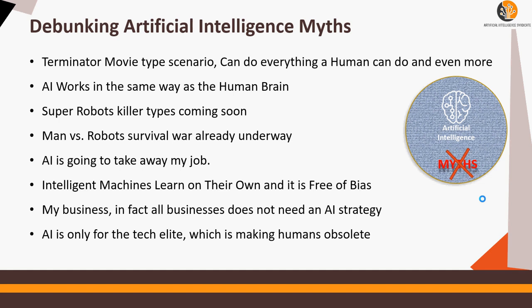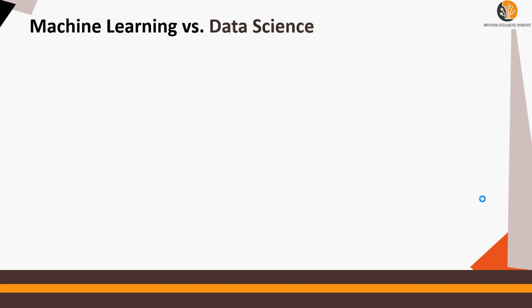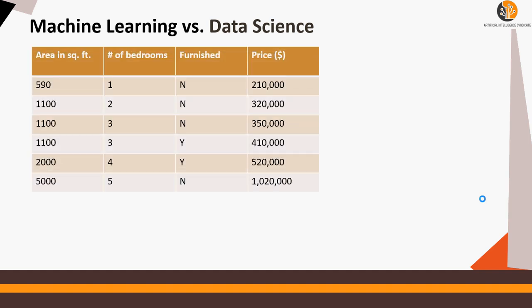Now let's talk about the very common use of terms like machine learning and data science. A machine learning engineer may or may not be a data scientist, or a data scientist may or may not be a machine learning engineer or a researcher. Let's talk about it. So, this is an example. The first three columns, area in square feet, number of bedrooms, and furnished or not, define the price. So, in this case, price is an observation, and these three are inputs. If you look at it, these three lines of 1100 have the same area with different bedrooms, 2, 3, 3, and furnished or not furnished, with a different price.